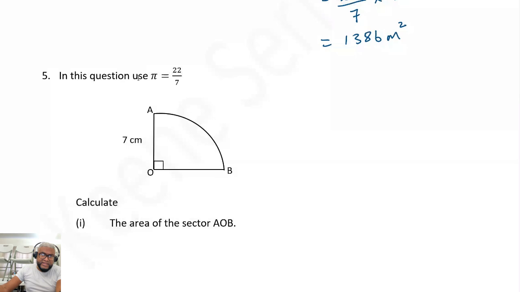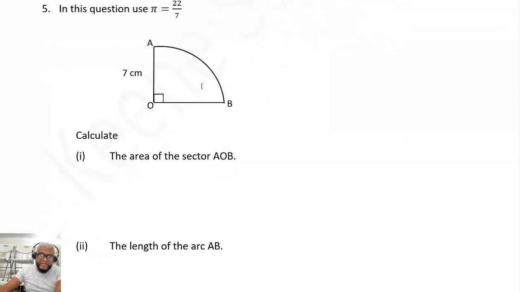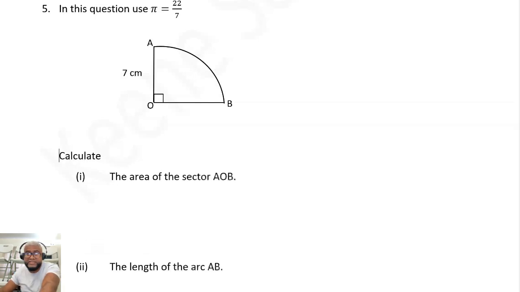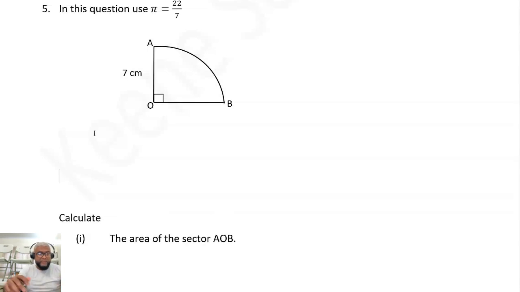Right, so we are moving here. In this question, use pi as 22 over 7. So they gave us a sector of a circle. A sector of a circle is like a fraction of a circle, right? So the first thing they asked us to find is the area of the sector of a circle. I want to give you all some formulas here. I'll give you all a definition followed by a formula.